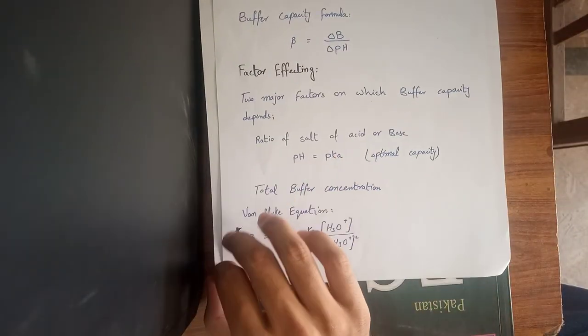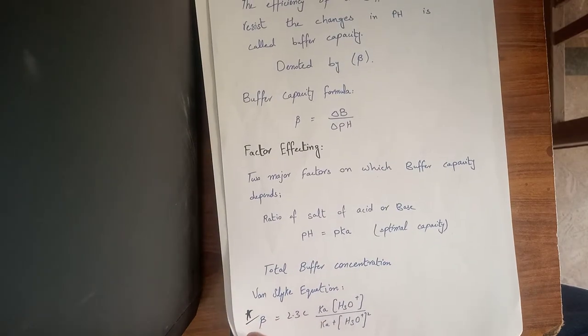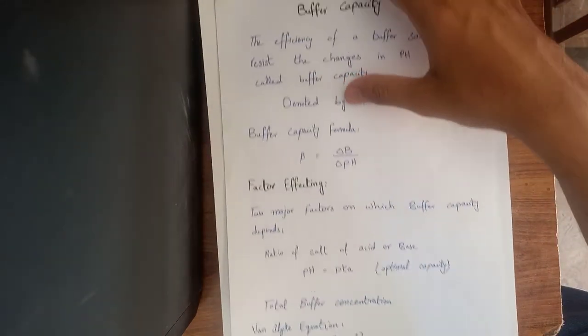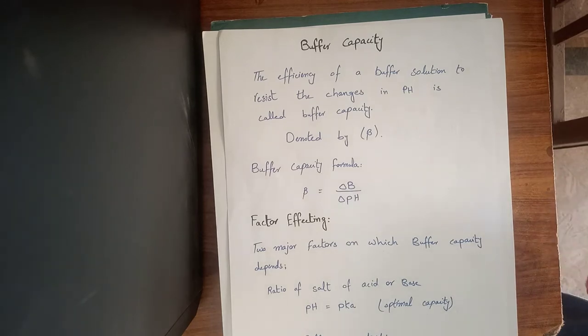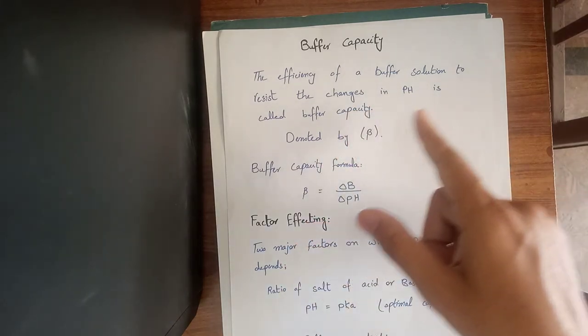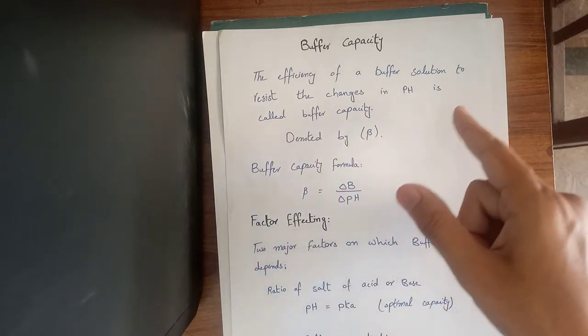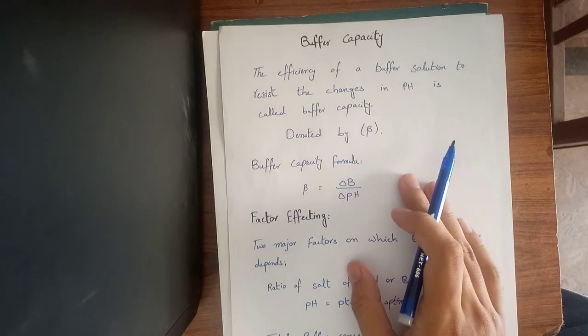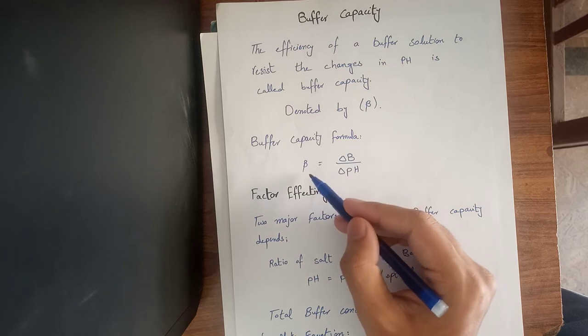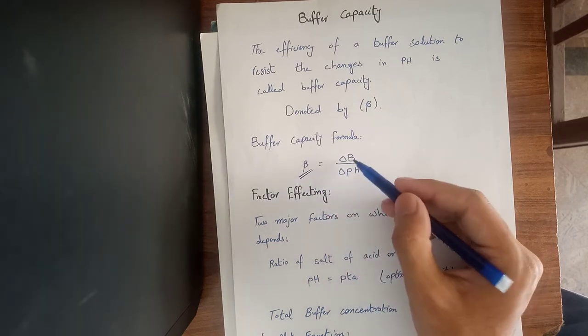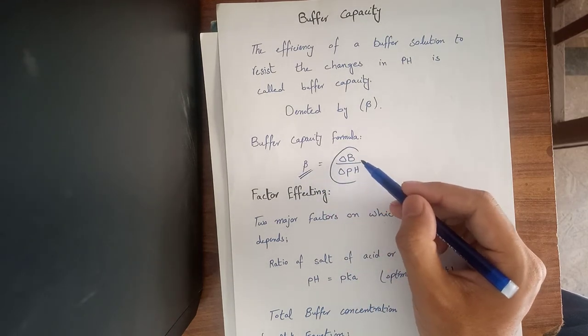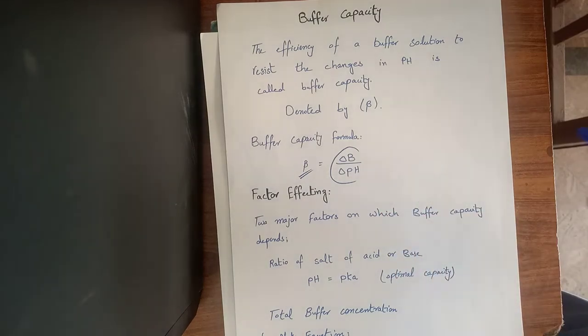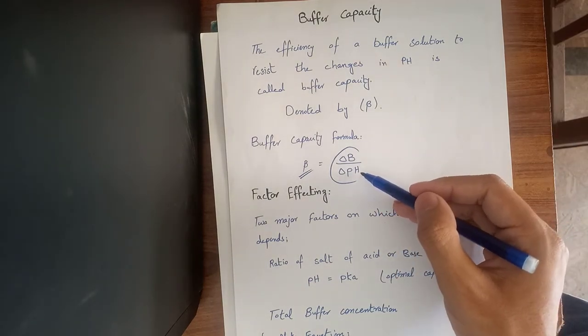Another topic: how to calculate buffer solution capacity or efficiency. The topic name is buffer capacity. The efficiency of a buffer solution to resist the change in pH is called buffer capacity. The formula of buffer capacity is denoted by beta, and the formula is delta B over delta pH, where pH is the pH of the solution.